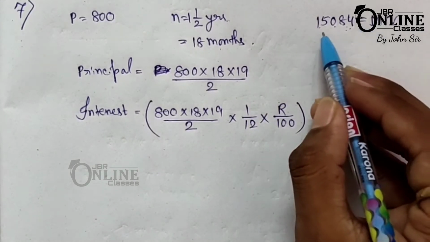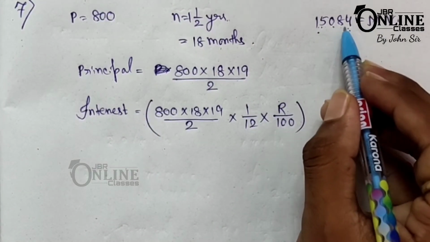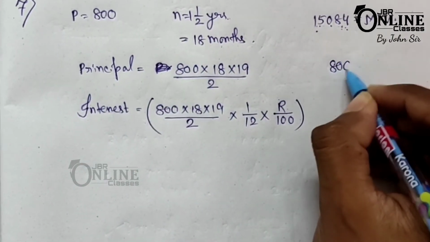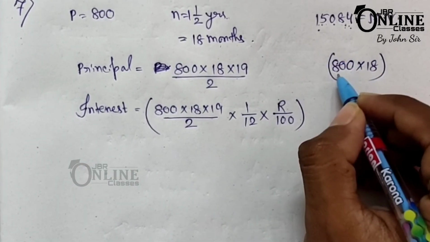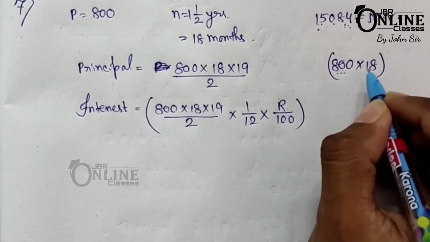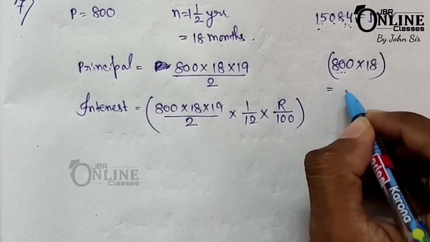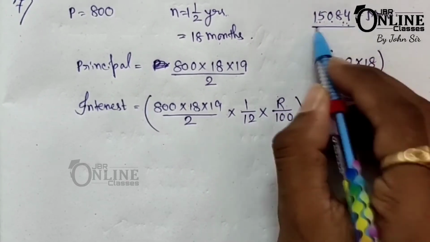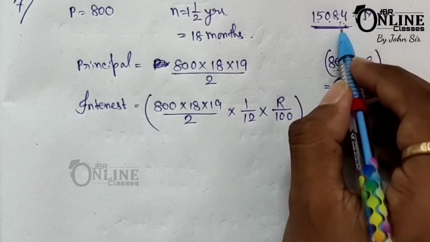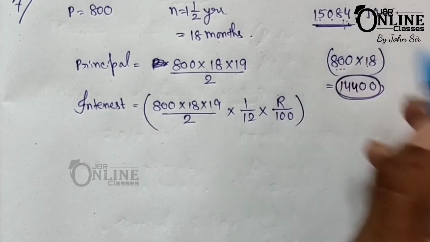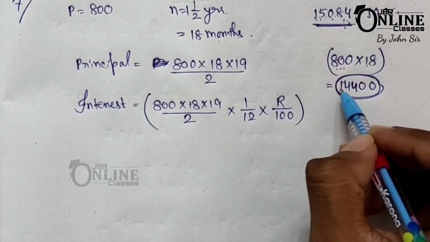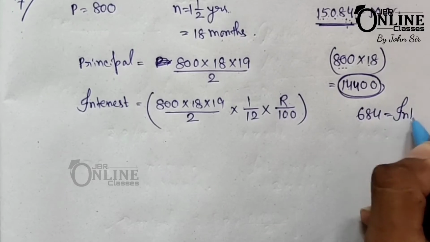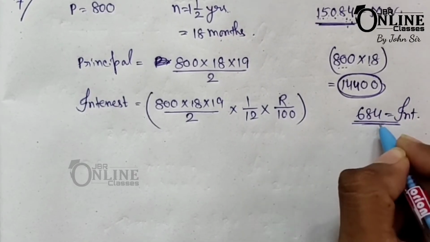Now as maturity value equals 15084, if you find out total deposited money, so here total deposited money is 800 into 18. He deposited 800 per month for 18 months. So total deposited money here is 14400. Now if you subtract this money from this maturity value, then you can find out the interest. So 15084 subtract 14400 and it will be 684 as interest.